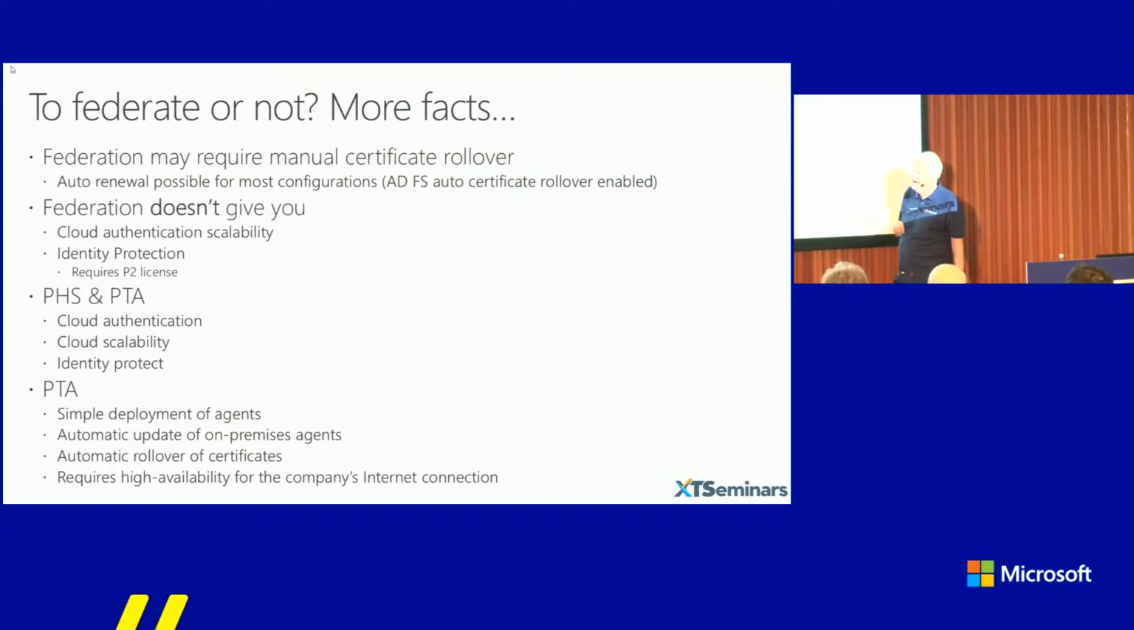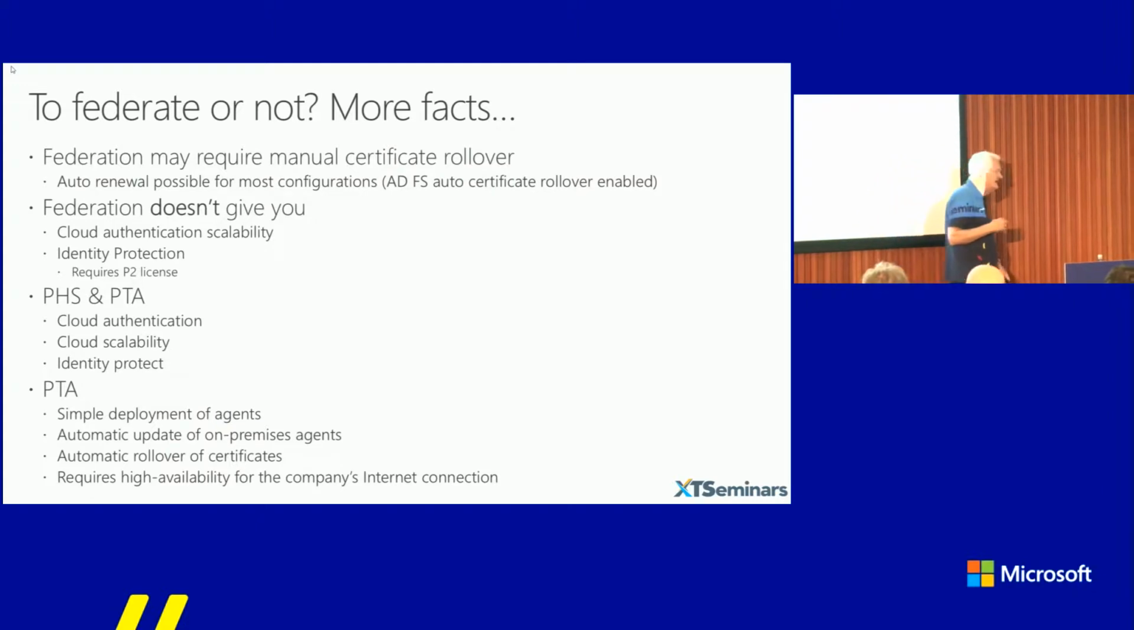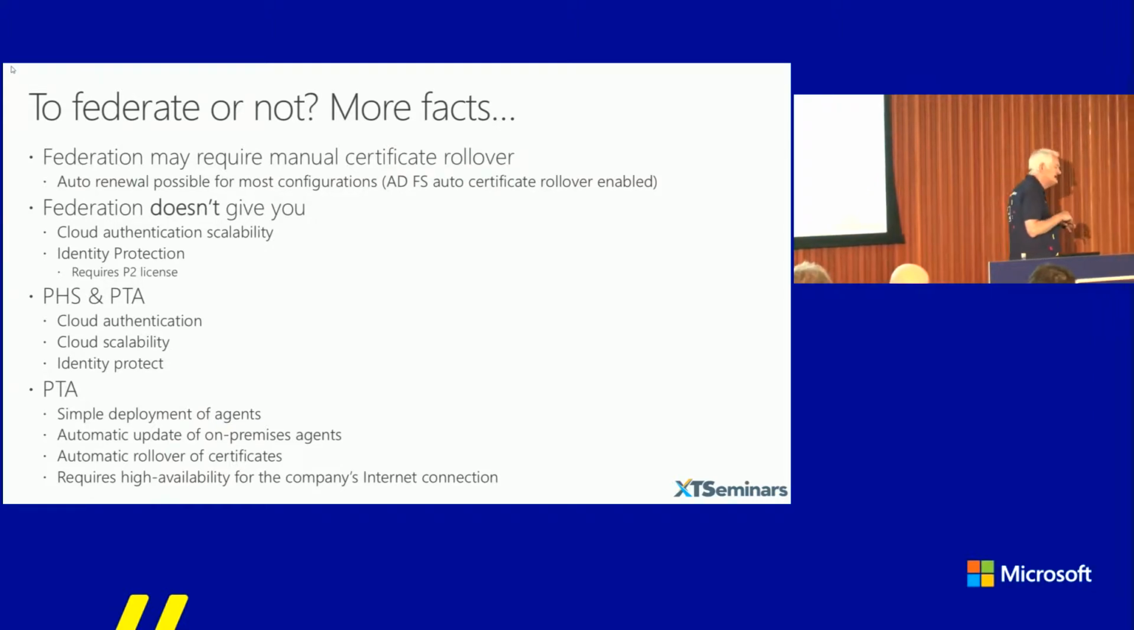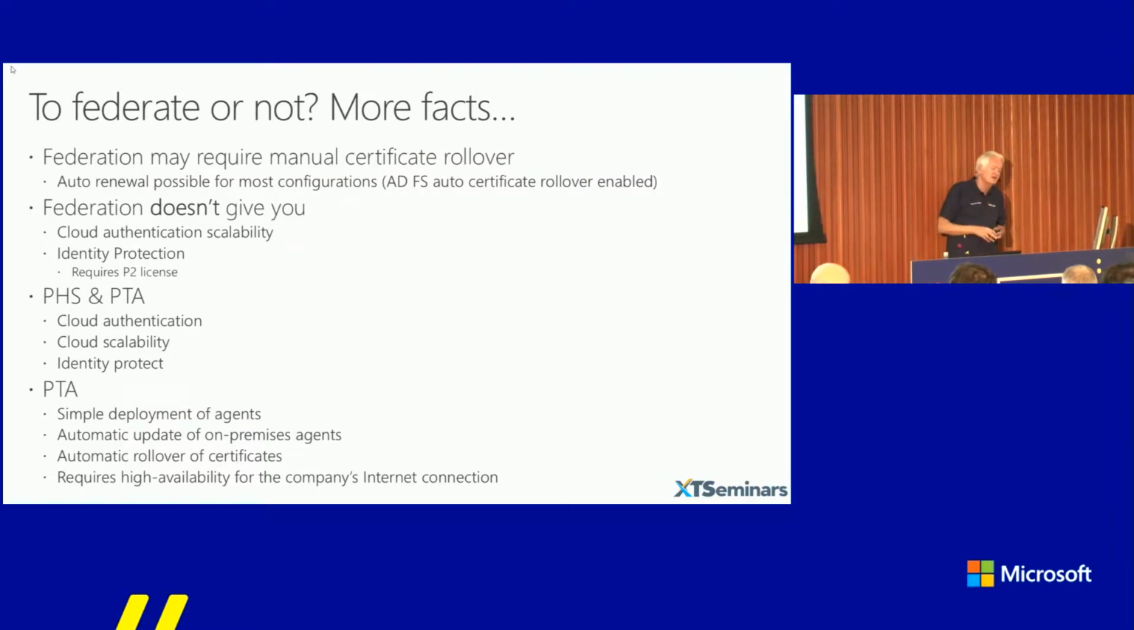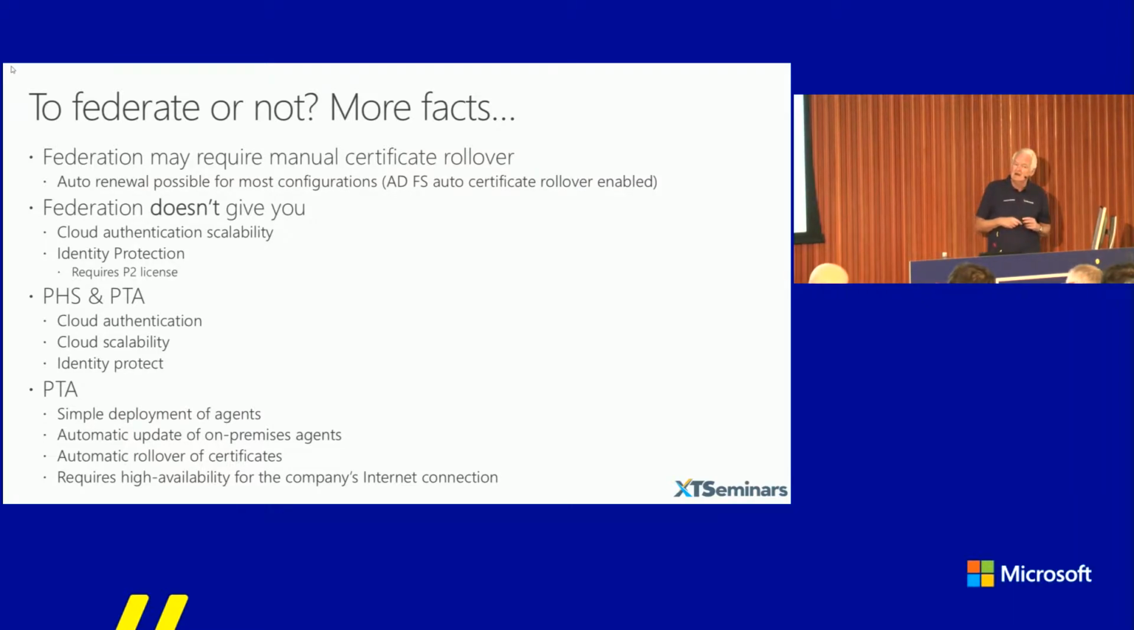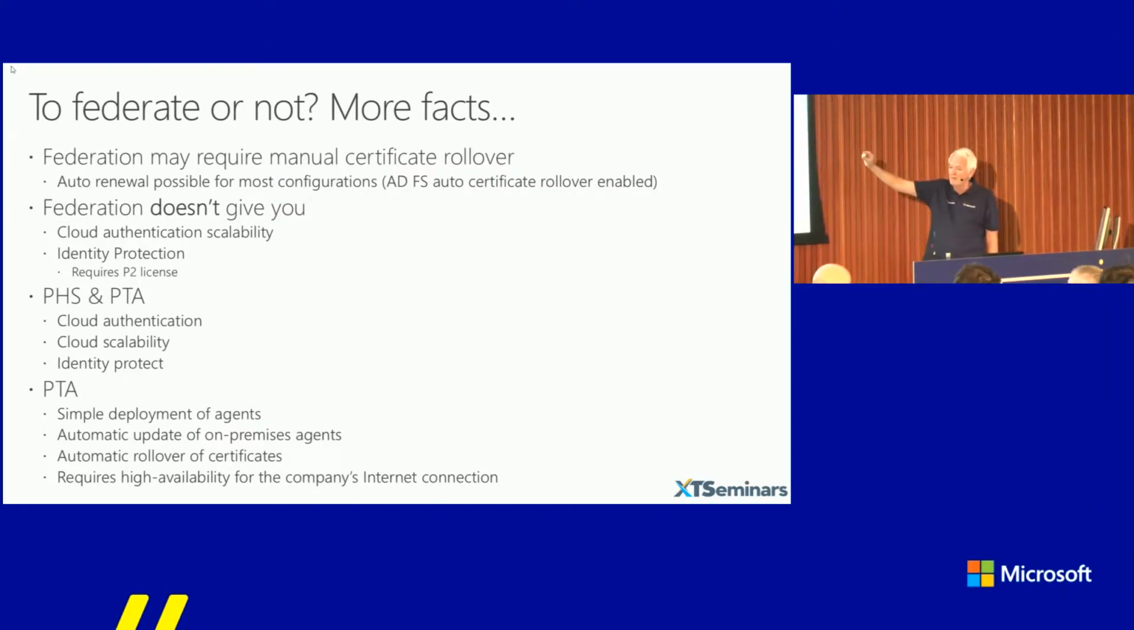And then PTA gives you, what we do with PTA, it's simple deployment of the agents. We need a number of agents. We'll come to that in a second. We've got automatic updating involved as well, so it handles that. It does automatic certificate rollover, so you don't even have to think about certificates. What you do need, though, is high availability of the company's internet connection. Because with PTA running, right, it expects to be able to pass those credentials down to on-prem.